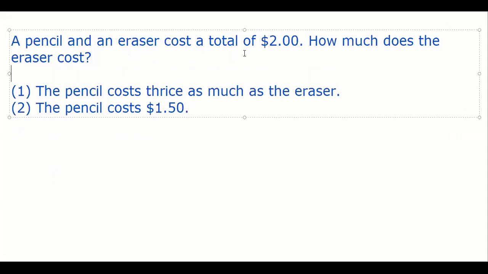A pencil and eraser cost total $2. How much does the eraser cost? Pencil costs thrice as much as eraser. Pencil costs 1.5. One alone, two alone, both together, either or neither.